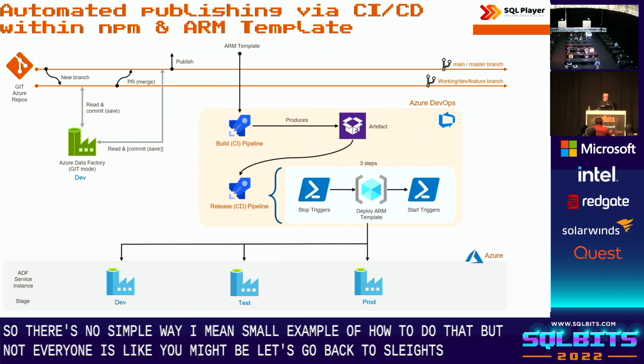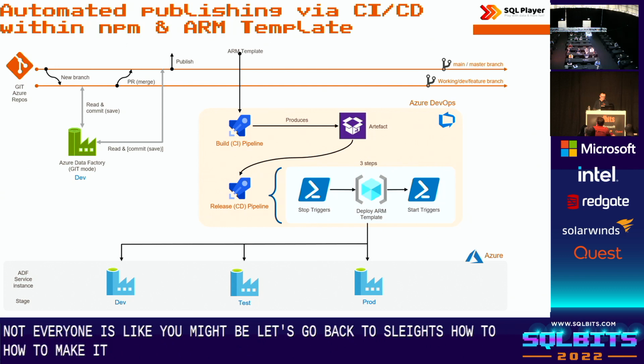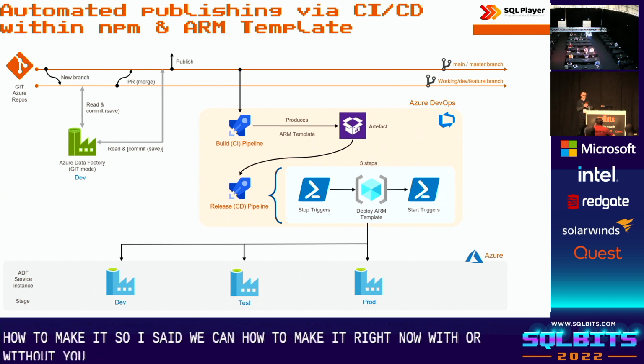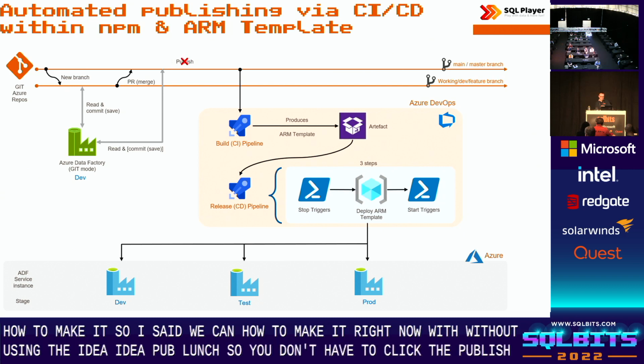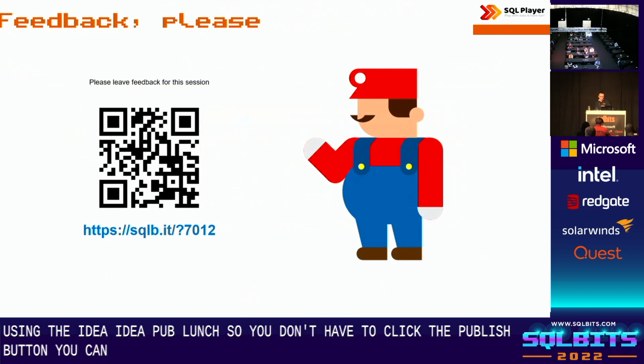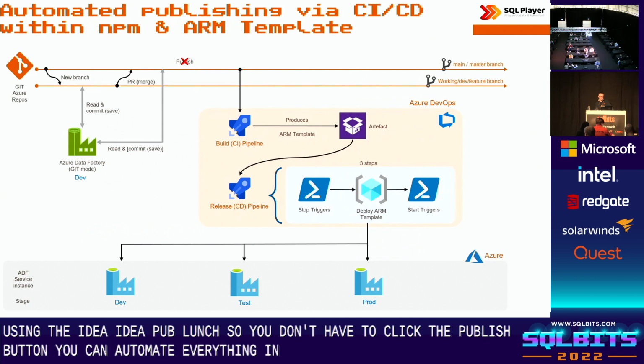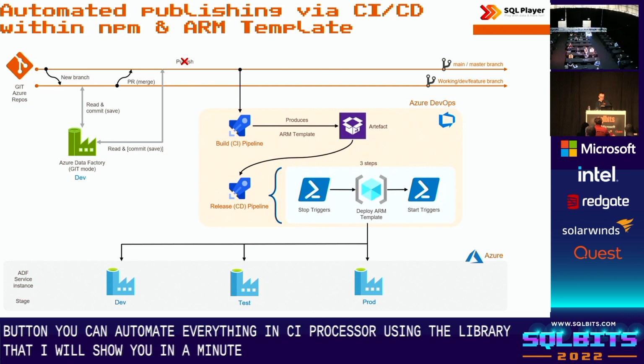So how to automate it? As I said, we can automate it right now without using the ADF publish branch. You don't have to click this publish button. You can automate everything in this CI process using the library that I will show you in a minute. So we are almost ready to go to the demo.